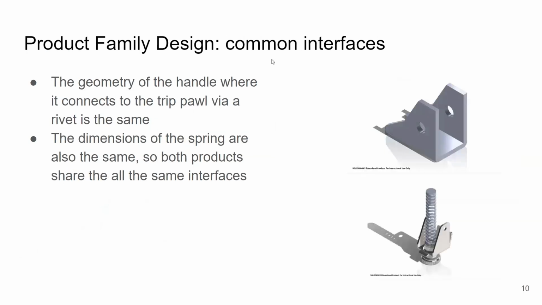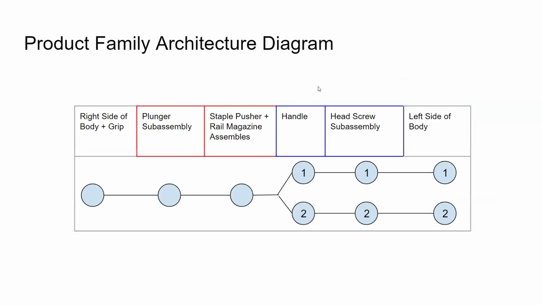Because of the way we redesigned these parts, the trip claw, which is the top image, and the head screw subassembly, which is the bottom, can maintain the same geometry and fit between both and work between both of our models. So in the product family architecture diagram, you can see we've moved the handle and head screw subassembly as late as possible within those assembly steps in order to achieve the delayed differentiation we want.